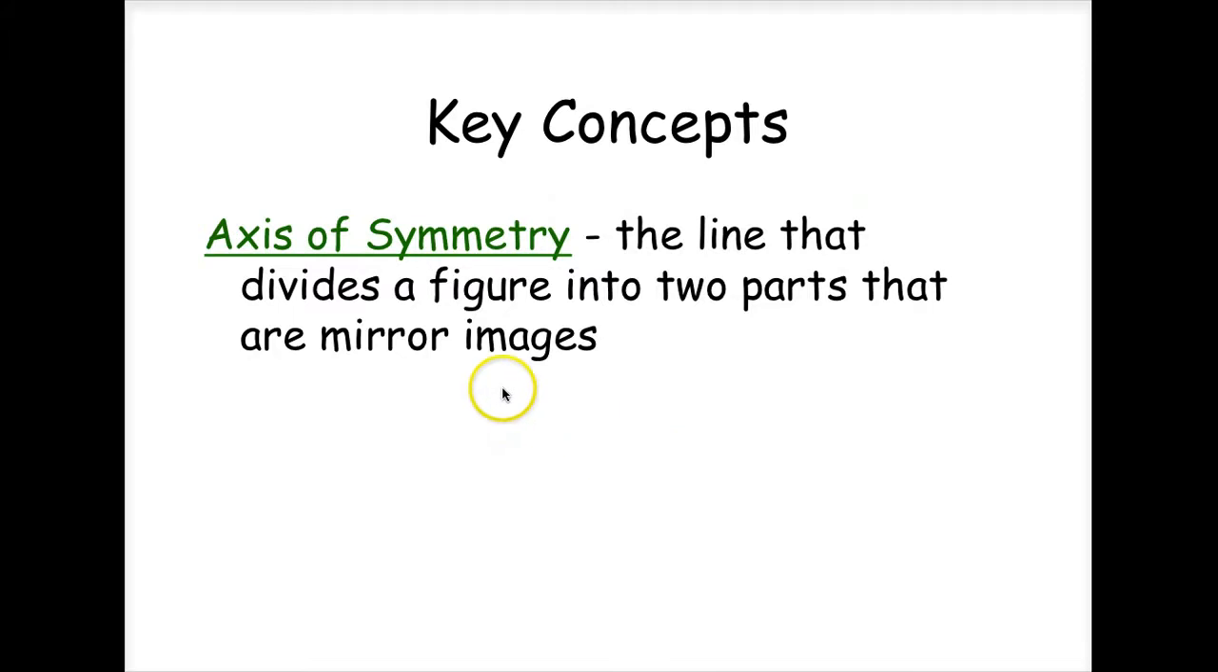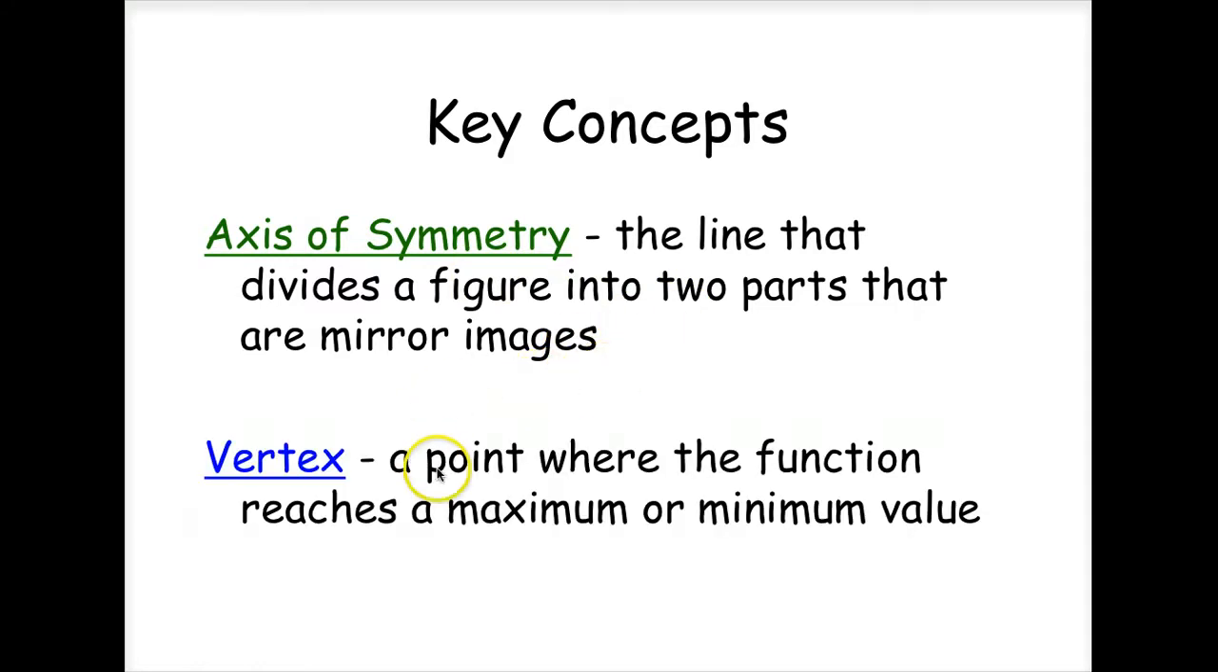The key concepts we're going to learn about today are the axis of symmetry. That is the line that divides a figure into two parts that are mirror images. And then there's the vertex. That's the point where the function reaches a maximum or a minimum value.